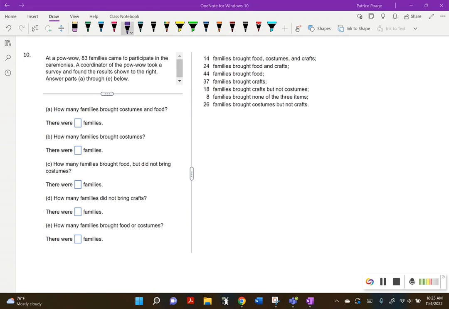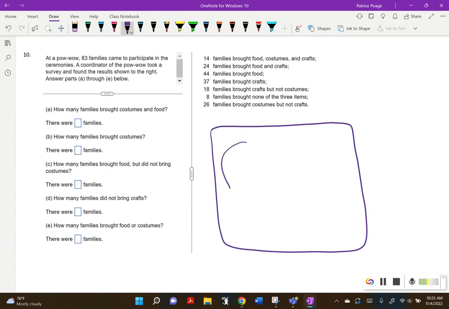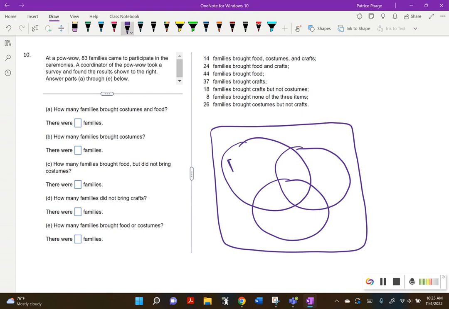Okay, it says at a powwow, 83 families came to participate in the ceremonies. A coordinator of the powwow took a survey and found the results to the right. So we have families who bought food, costumes, and crafts. Okay. So we're going to draw a 3-circle Venn diagram, and we have food, costumes, crafts.